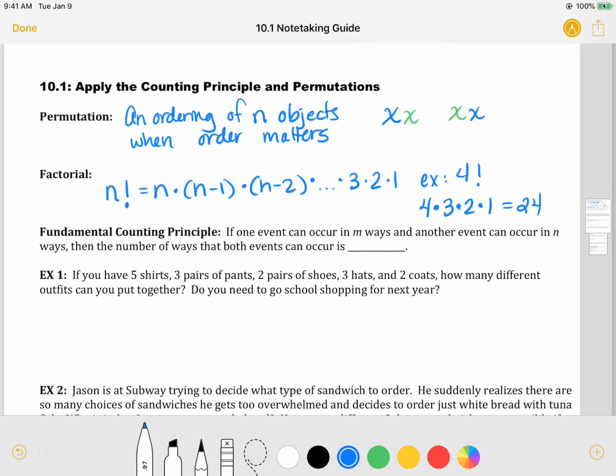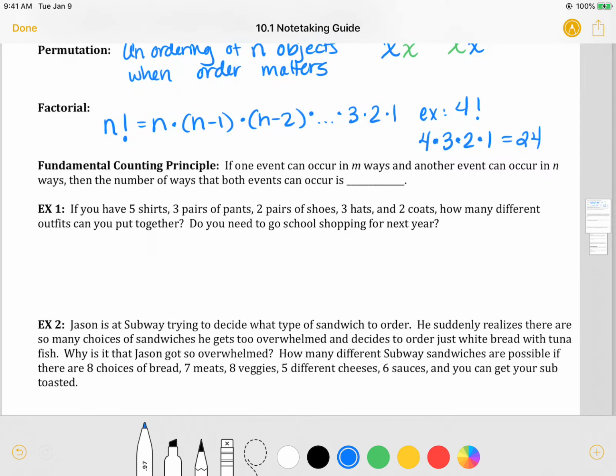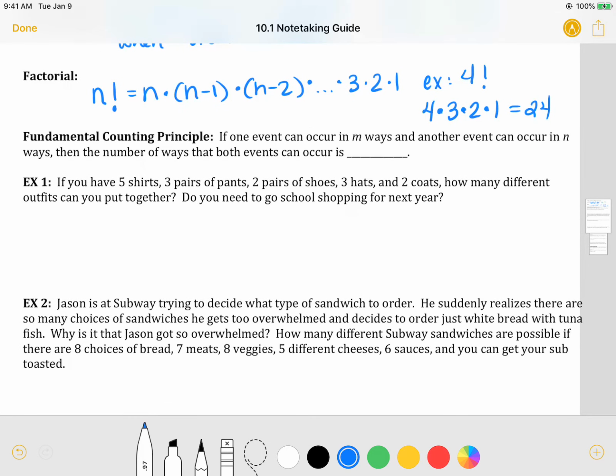Let's jump in here to the fundamental counting principle. What the fundamental counting principle says is that if we have an event and it can occur a certain amount of times, say m ways, and we have another event that can occur n ways, then the number of ways that both of these events can occur is the product of all the different ways each event can occur. So m times n.